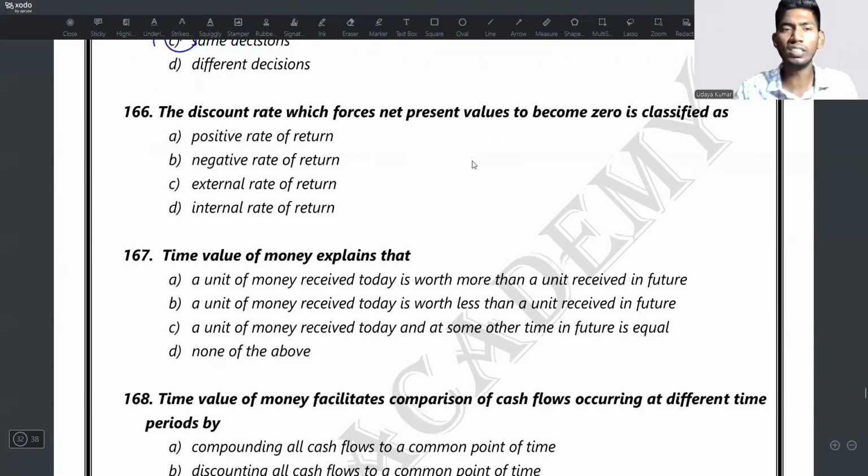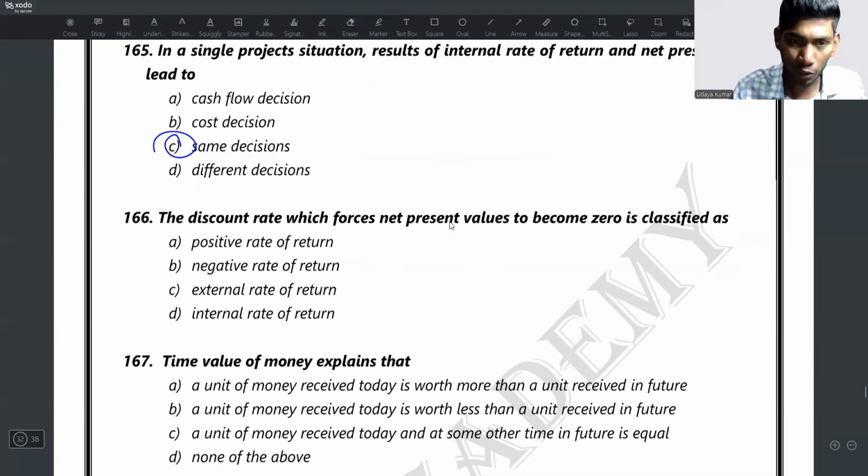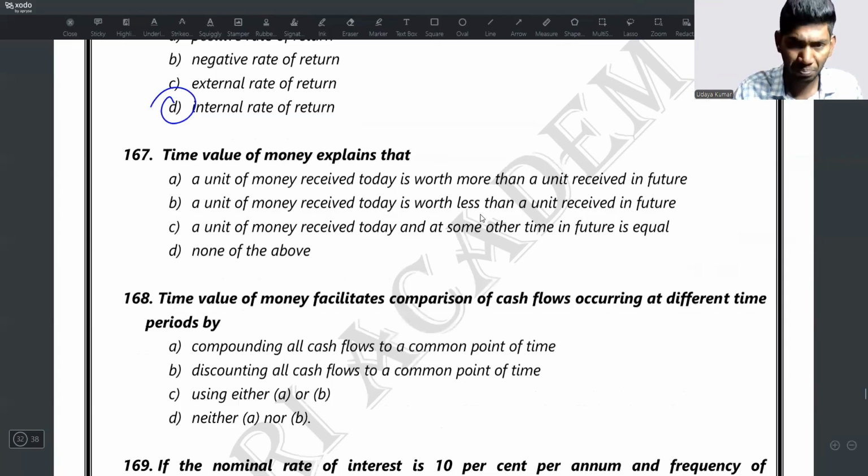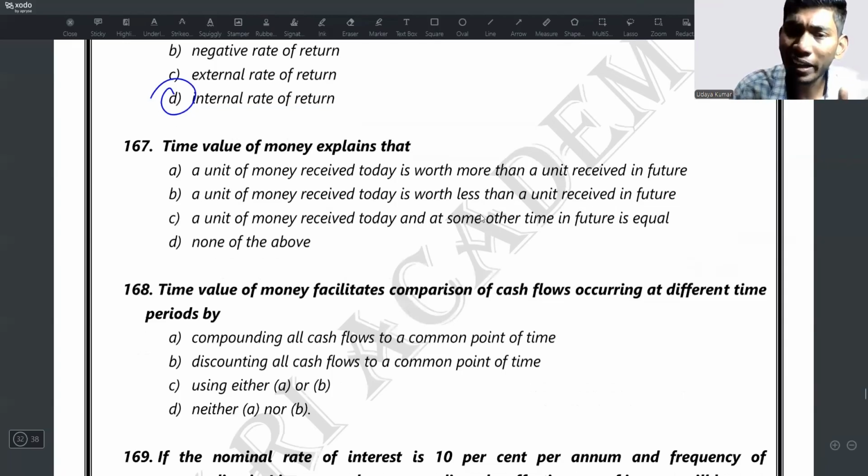So moving to question 166, the discount rate which forces NPV to become zero is classified as IRR. So where the NPV is equal to zero, it is said to be IRR, right? Because the IRR is the discount rate at which the NPV of a project becomes zero. We have discussed this in our regular classes. It represents the project break-even cost of capital, where the investment neither gains nor loses value.